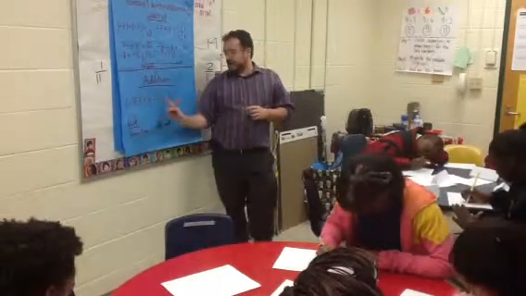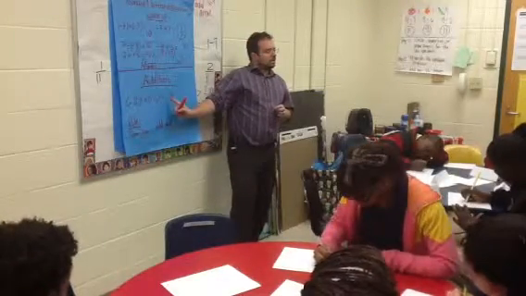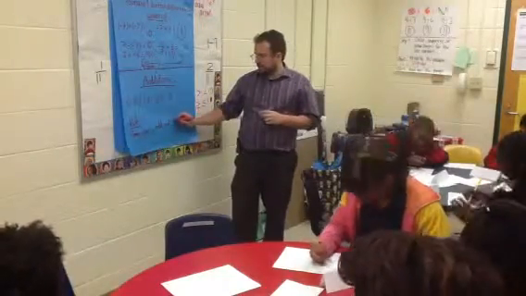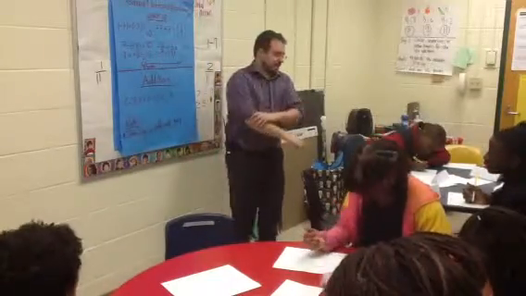And what did we do with the sign of the number? It was negative 2 plus negative 1, and the answer is negative 3. So what did we do with the sign? Did we change it or did we keep it? Keep it. So add and keep. That's the first part of our rule. Same sign, add and keep.